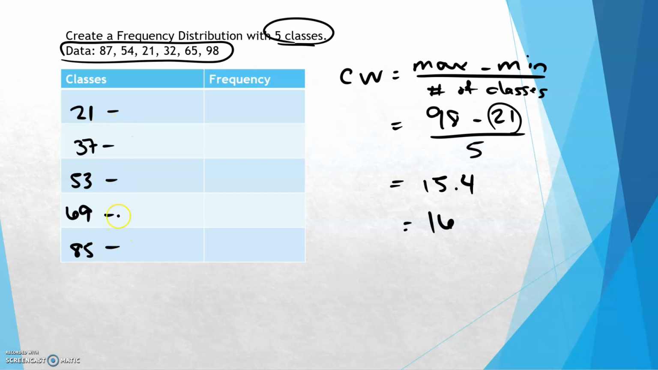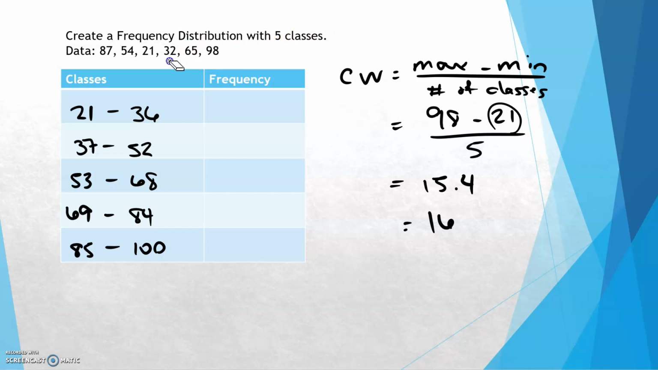Now we need to get our upper class limits. Now notice, if this is going to start at 37, this class will end at 36. Okay, then you can take this number and add 16 to it. So 52, and then 68, and then 84, and then 100. So we've created our classes.